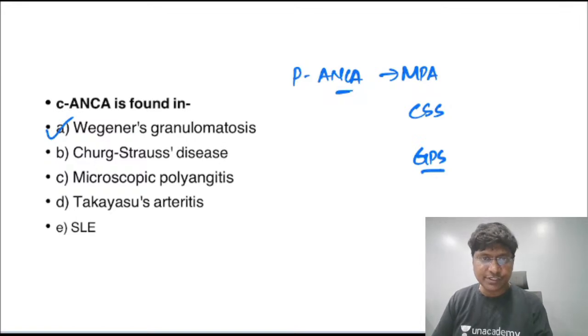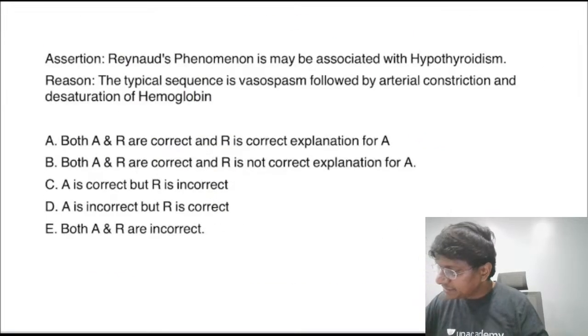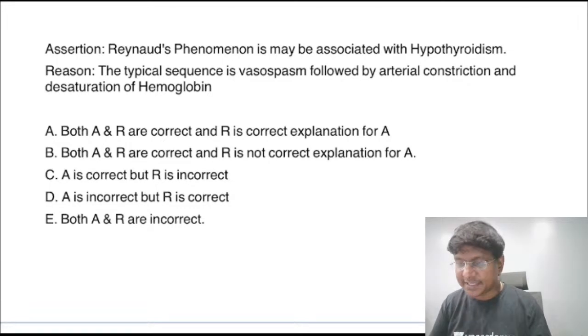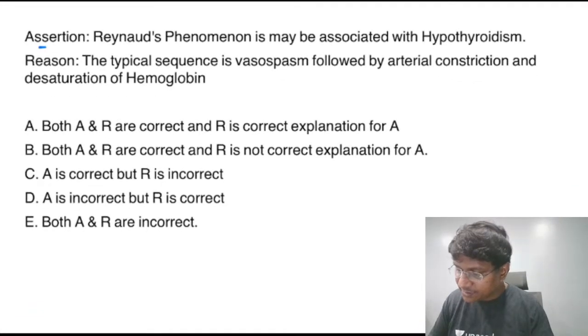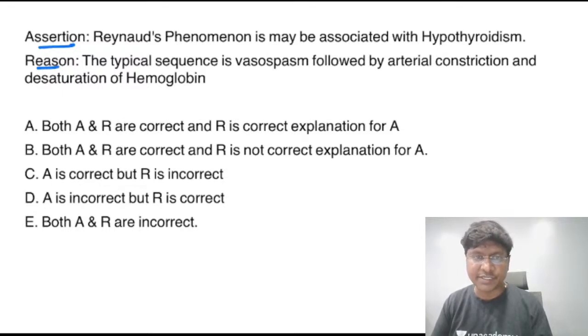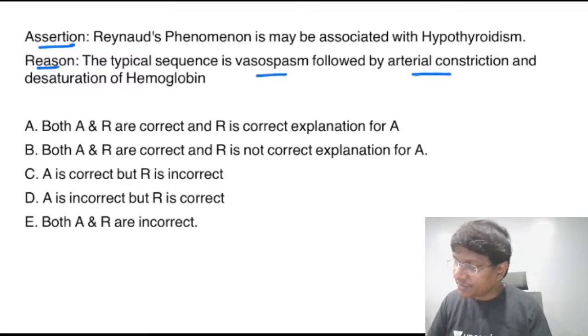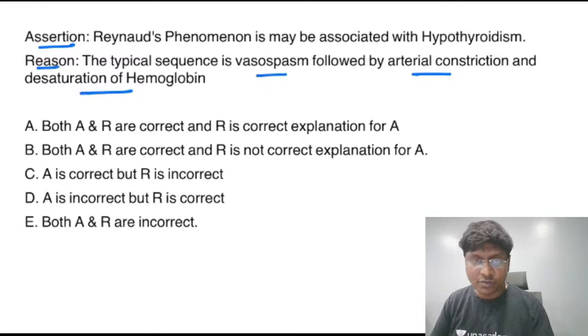Now the next question. This was one more type of question which has been asked previously. Let me see how many of you can answer. Assertion and reason questions were asked previously. The assertion is that Raynaud's phenomenon may be associated with hypothyroidism. Reason: the typical sequence of vasospasm followed by arterial constriction and denaturation of the hemoglobin. Now tell me which is the correct answer in this.